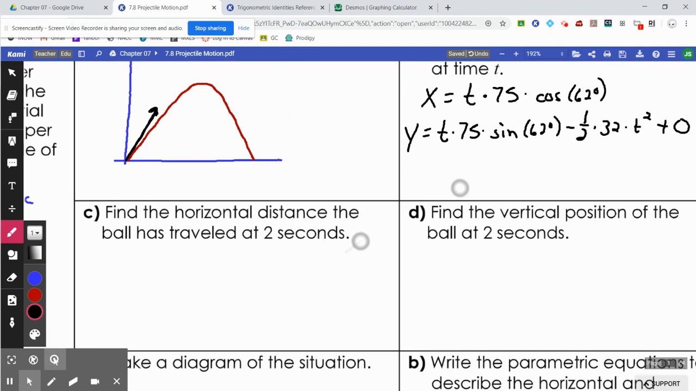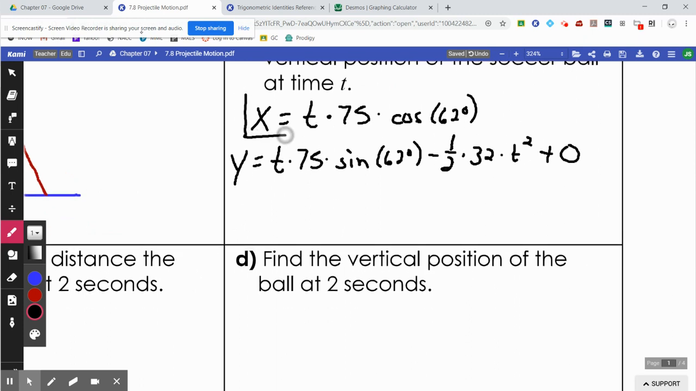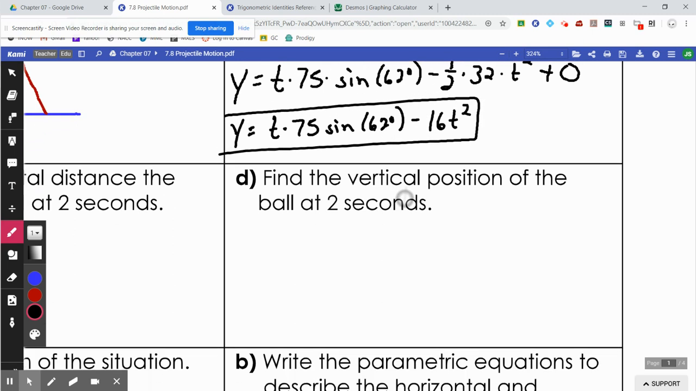So now it's simply clean up. Let me zoom in a little bit. Your x value is fine. We'll just leave it like that. But your y value could be cleaned up into t times 75 sine of 62, and that would be a decimal there. Half of 32 would be minus 16 t squared. And then you don't have to put the plus 0. So therefore, there's your y equation.